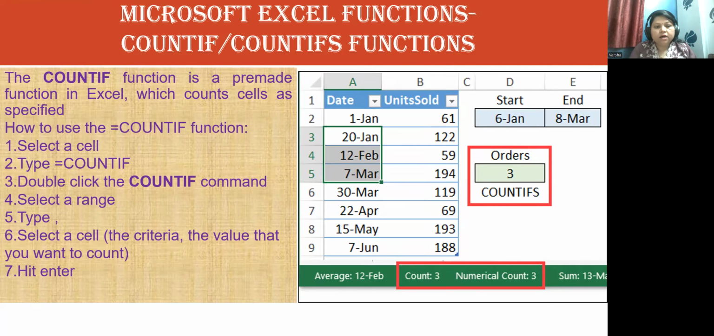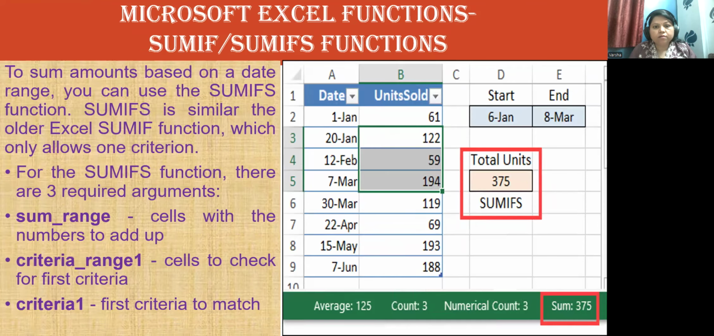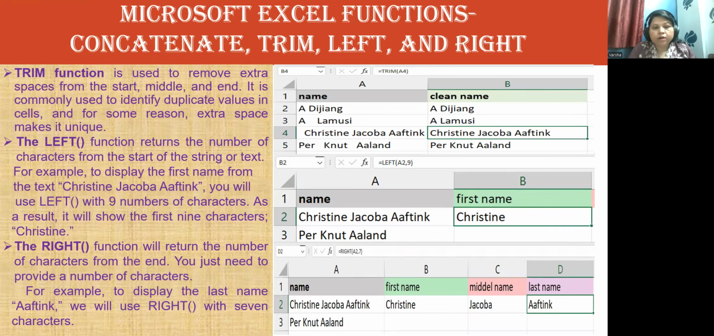Now let us see the next function which we have already studied, the COUNTIF function. We studied it with the help of a practical example earlier. The next one is the SUMIF function, which we have also seen with the help of a practical example. Now the remaining functions are CONCATENATE, TRIM, LEFT and RIGHT. The TRIM function is used to remove extra spaces from the start, middle and end. It is commonly used to identify duplicate values in cells, because for some reason an extra space makes a value unique.